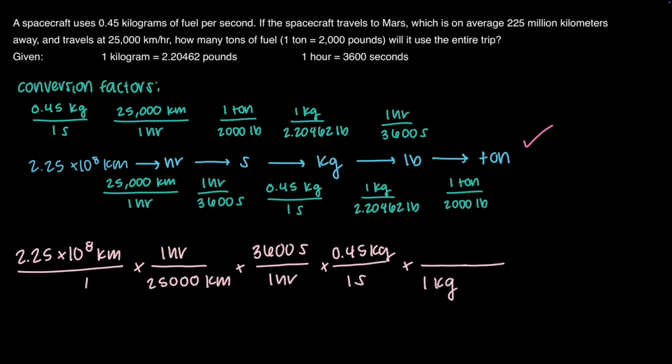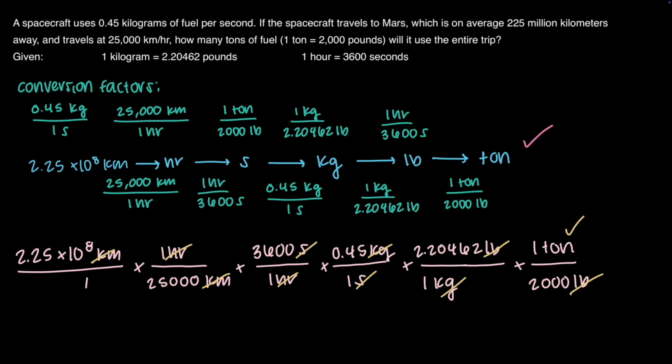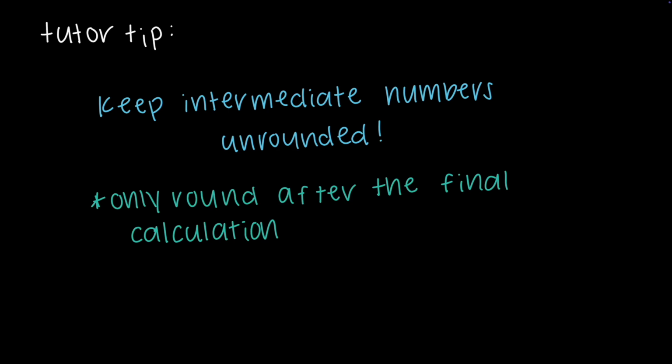In the next fraction, I will put 1 kilogram on the bottom and 2.20462 pounds on the top. In the last fraction, I will put 2,000 pounds on the bottom and 1 ton on the top. We will make sure that all units cancel out, so kilometers cancel out, hours cancel out, seconds cancel out, kilograms cancel out, and pounds cancel out, leaving us with tons as our final unit. Multiplying and dividing all values, we get 1.61 times 10 to the 4th tons. Keep intermediate numbers unrounded, and round once only at the end.